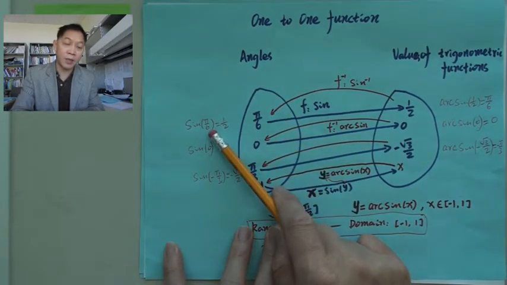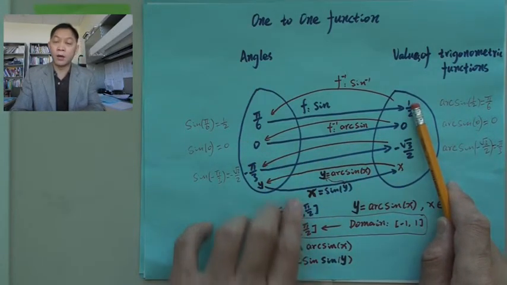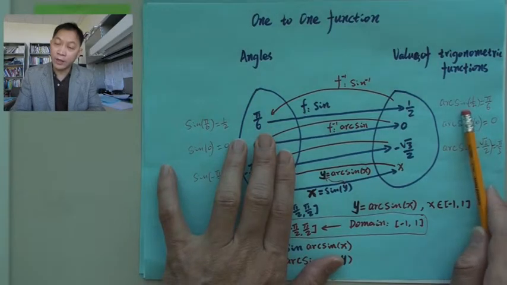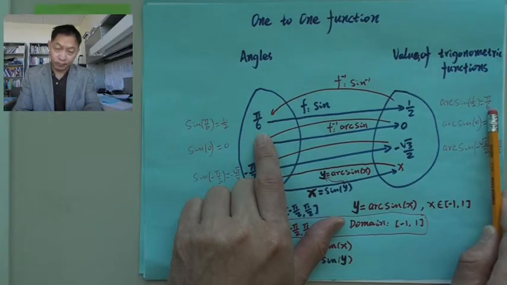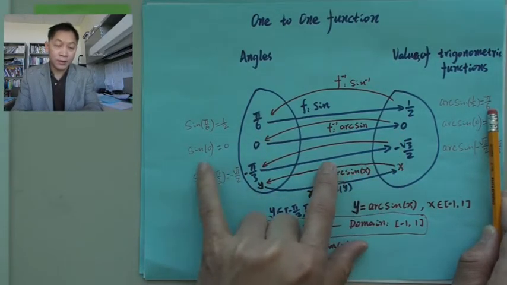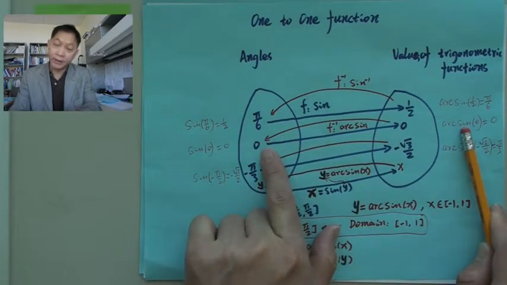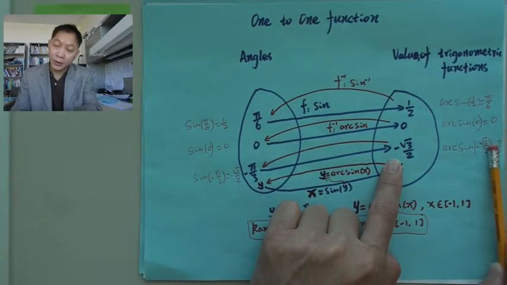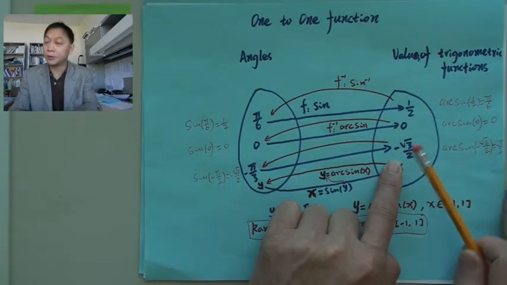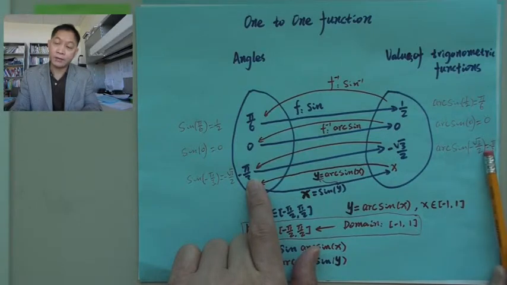So previously we have sine pi over 6 is 1/2. Now it goes back, so you need to write arcsin 1/2 is pi over 6. Now you can also write sine 0 is 0, and then arcsin 0 is also 0. It goes back. And then arcsin negative radical 3 over 2, it goes back. That's negative pi over 3.